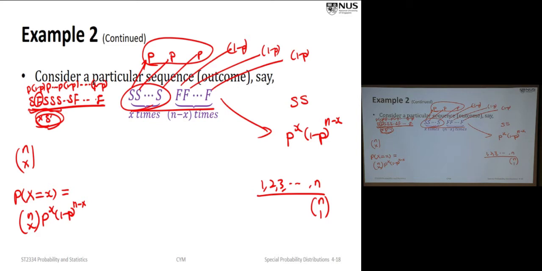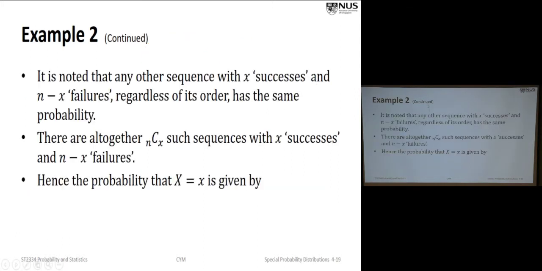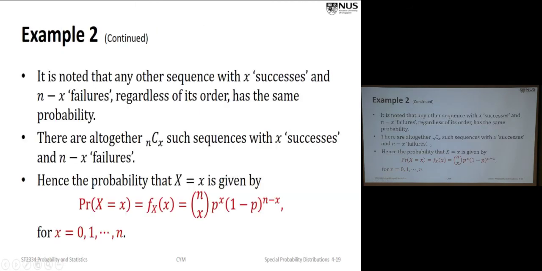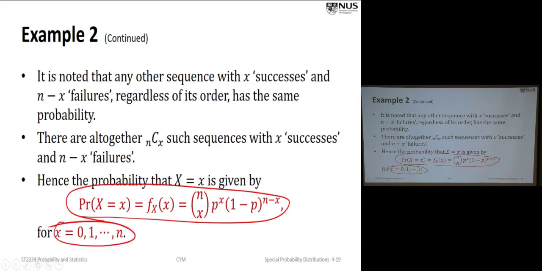But the next question is, how many such sequences will give me X successes? So it's choose X numbers out of n numbers. The numbers here represent the locations in the sequence where you get a success. So that is the probability. Here is the answer, and this is only valid for X equal to 0, 1, 2, up to n, and 0 otherwise.